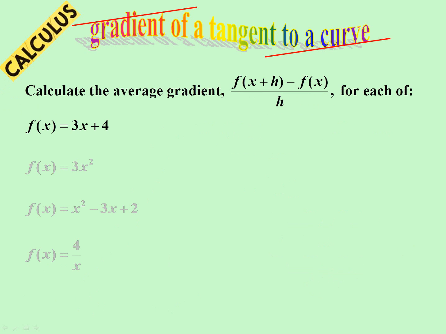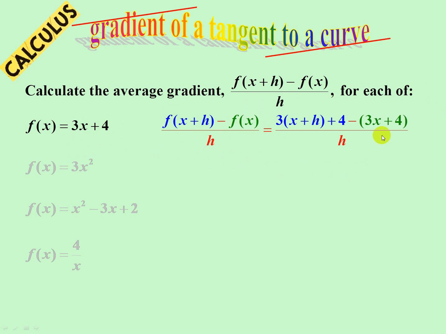So now to find the average gradient of each of these. So I'm going to find f of x plus h. I'm going to put x plus h instead of x, minus, and then f of x all over h. So now f of x plus h, put x plus h instead of x, 3 times x plus h, plus 4. That's how we get that. Minus f of x. So minus, well, there's f of x, but be careful, put it in brackets. All over h. And we simplify.